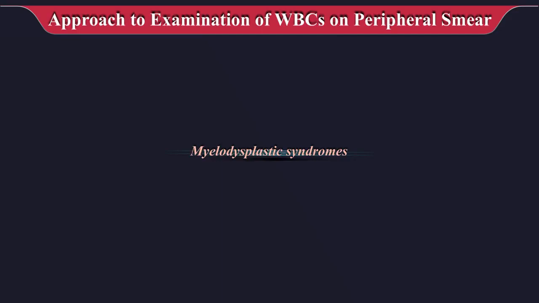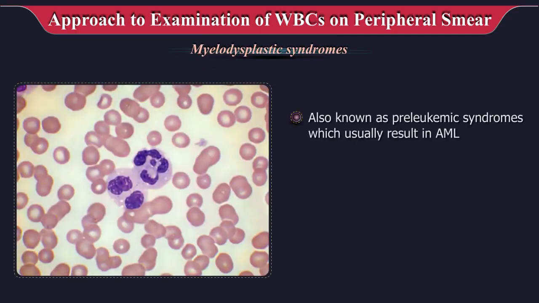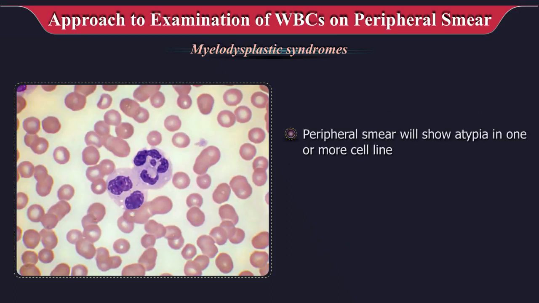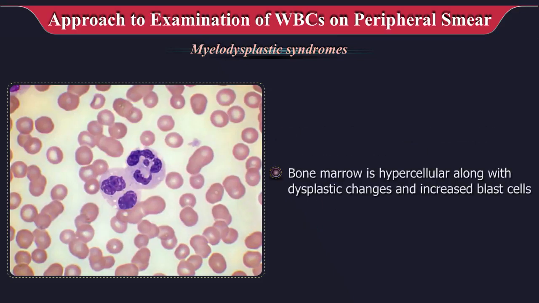Myelodysplastic syndrome or MDS, also known as pre-leukemic syndromes, which usually result in acute myeloid leukemia. They are characterized by cytopenias on peripheral smear, that is anemia, thrombocytopenia and leukopenia. Peripheral smear will show atypia in one or more cell lines of leukocytes, erythrocytes and platelets, as explained later. Bone marrow is hypercellular along with dysplastic changes and increased blast cells.